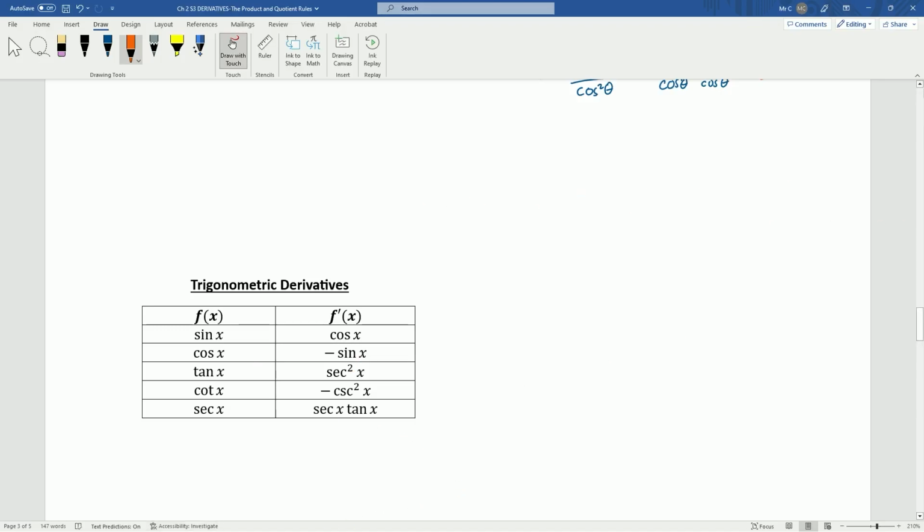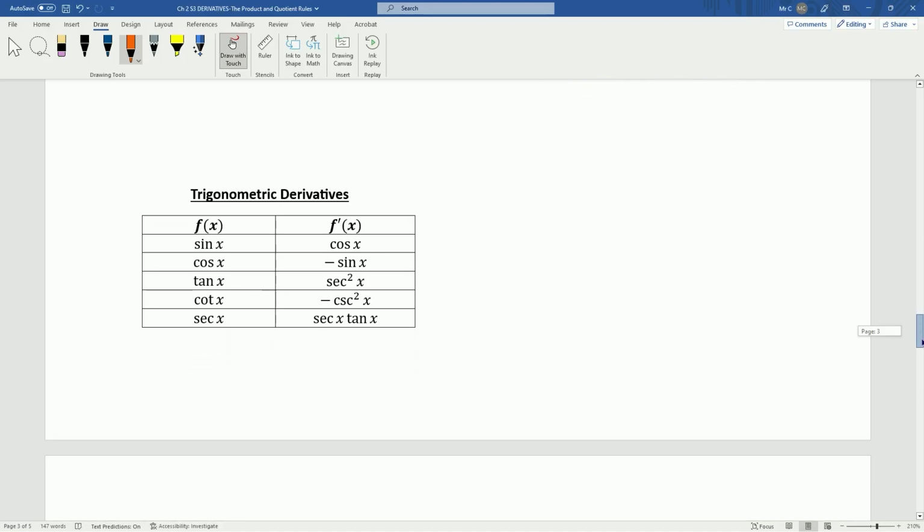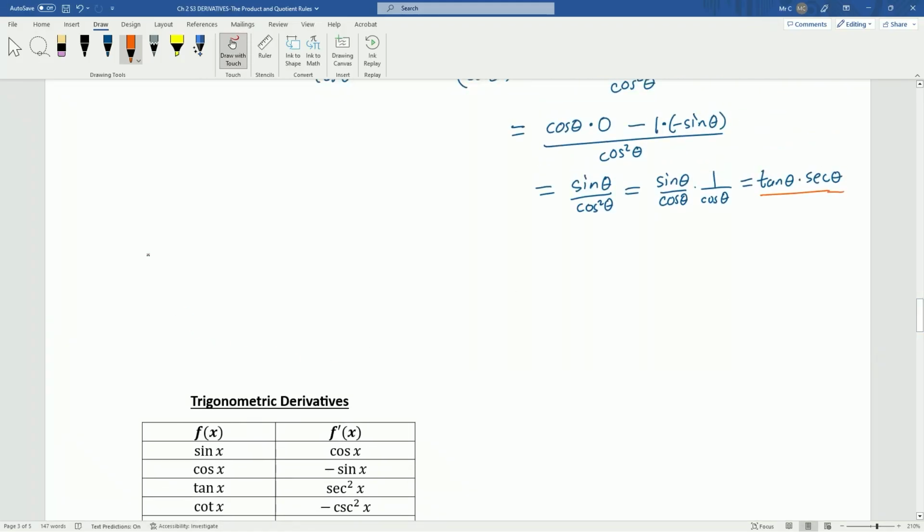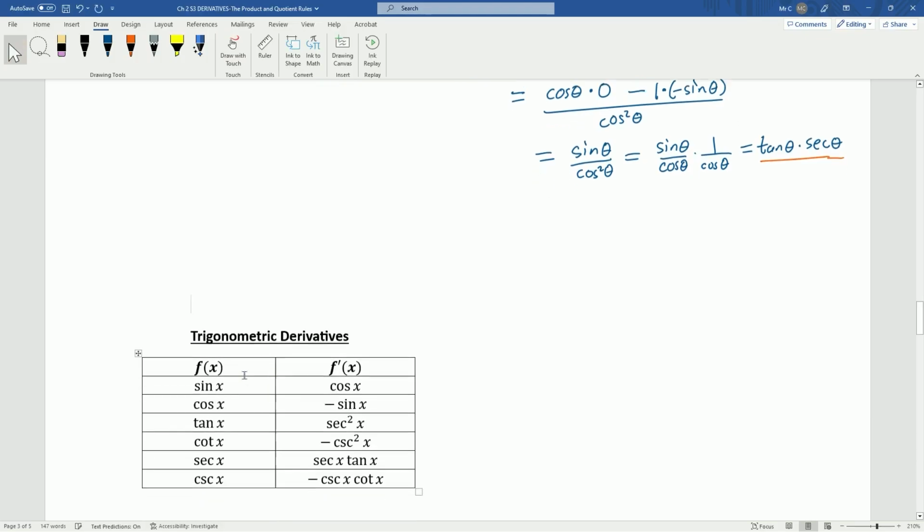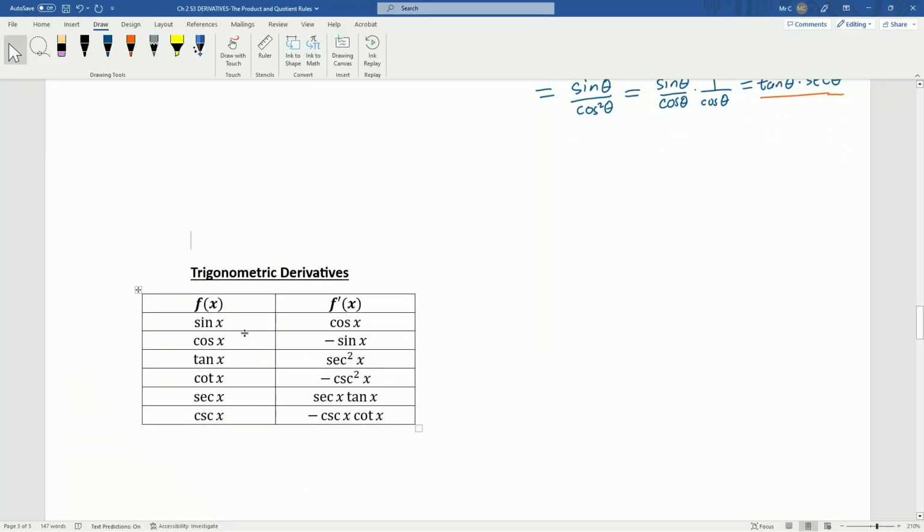I think part of my table might have got cut off here. Well, let me just fix that. There we go. Okay, so where was I?